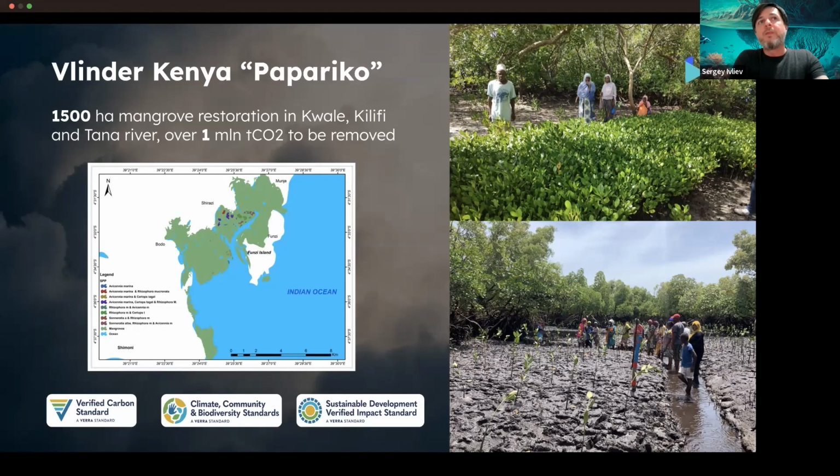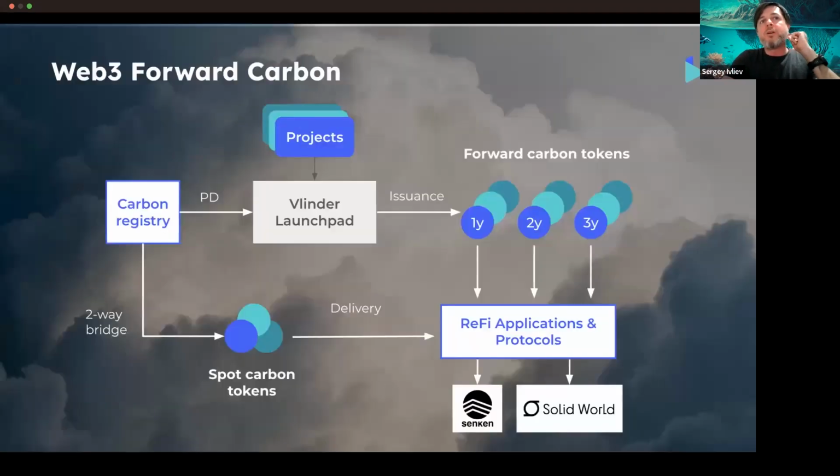Unfortunately, this project is only starting now, so we only got validation last month, and the spot carbon is not yet available. But we try to still make the forward carbon credits investable. If you go to the next slide, we try to build a legal and technical framework that allows projects like the Vlinder Kenya Carbon project to issue forward carbon credits.